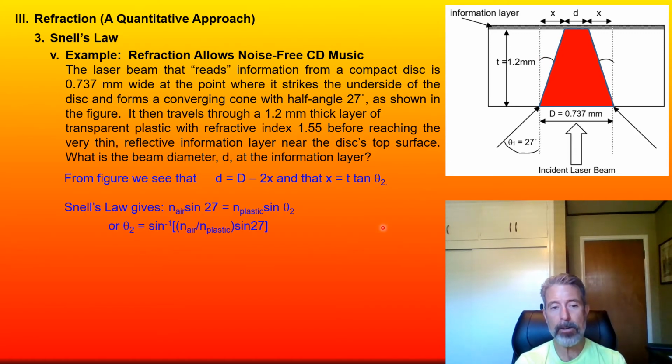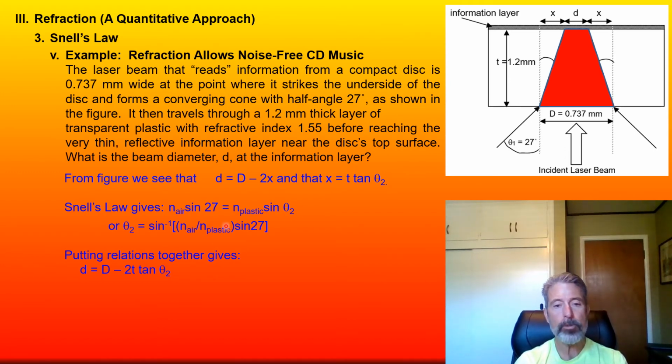And when we plug in our numbers here, we find out that theta 2 is equal to the inverse sine of this expression here, whose values are known. So we look up in the table, we can look up air has an index of refraction, recall, of about 1.0003. We're told the index of refraction of plastic is 1.55. We do the number crunching, and this will give us the value for theta here.